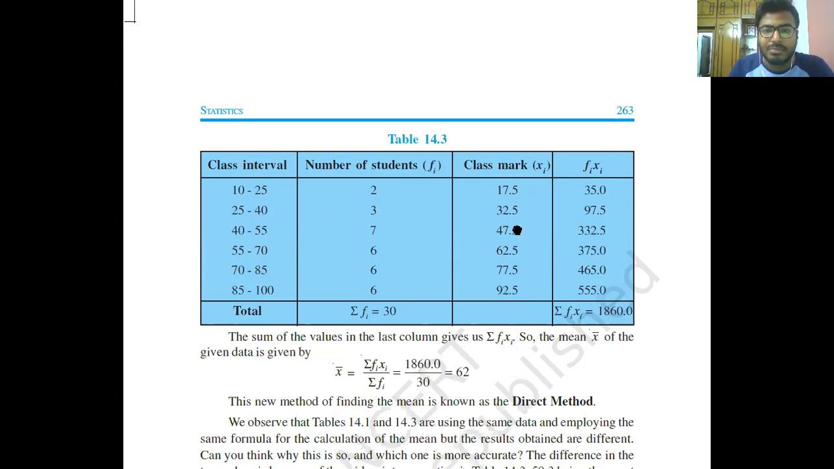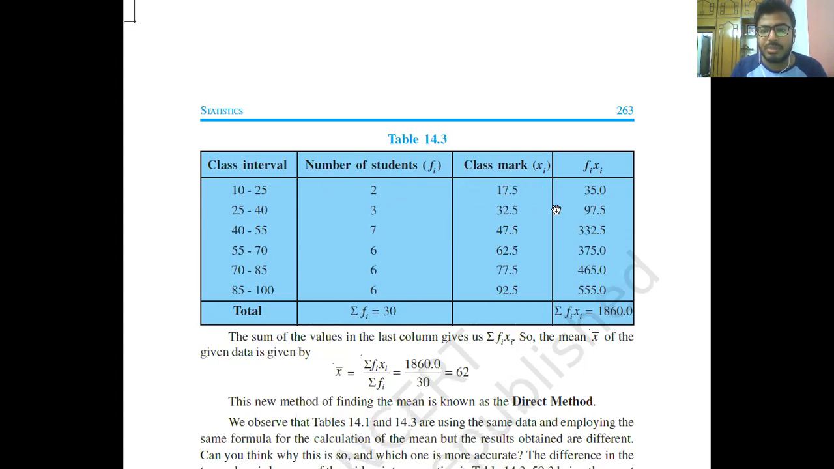Now in the direct method, first you have to understand the formula. Formula is what, sigma fi xi divided by sigma fi. X bar is equal to sigma fi xi divided by sigma fi. In this, there is not much difference between ungrouped data and grouped data. In grouped data, xi is the class mark. In ungrouped data, there is no class mark, it is the observation itself. Okay, in grouped data we have to calculate the frequency into the class mark.